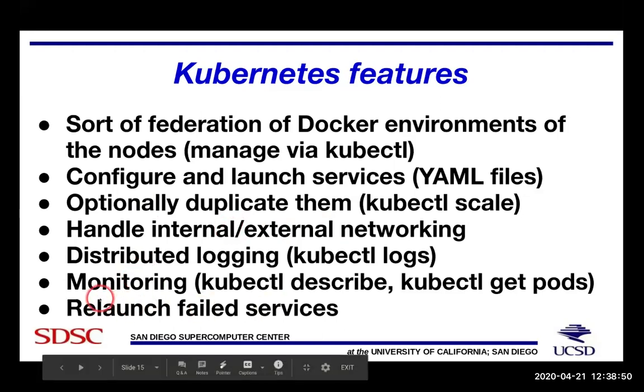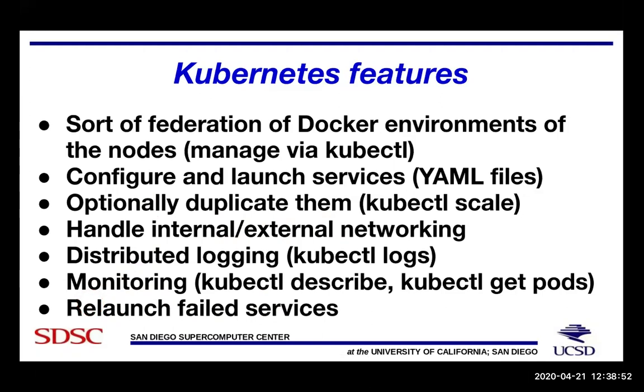Kubernetes has the feature of relaunching the servers. So if one of the underlying nodes, the underlying virtual machines, dies, all the services that were running there are going to be automatically recreated elsewhere in the cluster. And then all the networking is going to be updated so that the service is still reachable, even if it changed host.